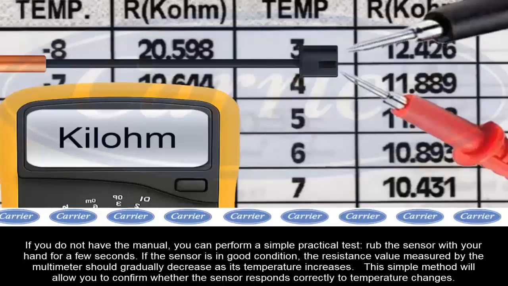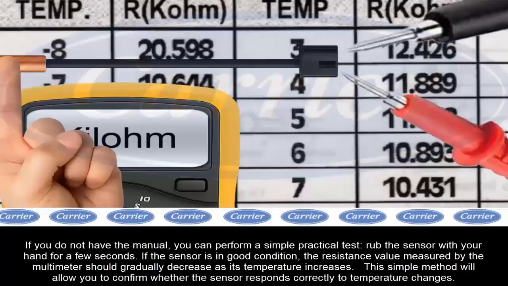Rub the sensor with your hand for a few seconds. If the sensor is in good condition, the resistance value measured by the multimeter should gradually decrease as its temperature increases. This simple method will allow you to confirm whether the sensor responds correctly to temperature changes.